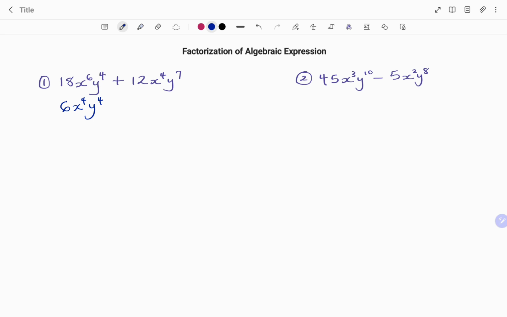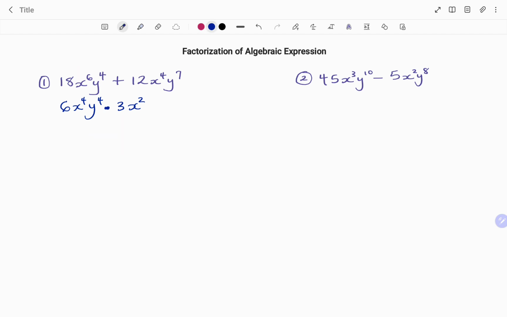So because I know 6x^4y^4 is my highest common factor, to get 18, I know that 6 times 3 will give me 18. I'm moving from x^4 to x^6. So x^6 divided by x^4, I'm left with x^2. And for y^4 divided by y^4, that will be 1. Note that if I multiply out these two factors, I'm going to have 18x^6y^4, which is what I started with.